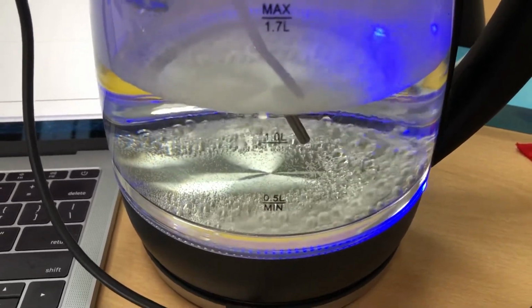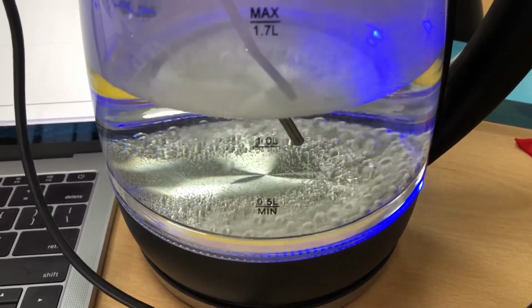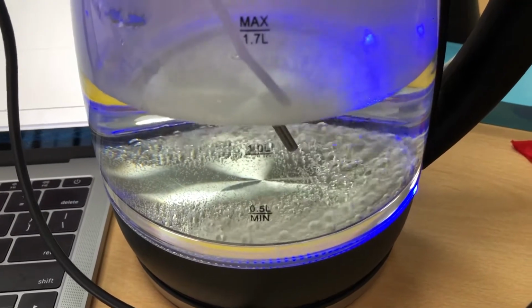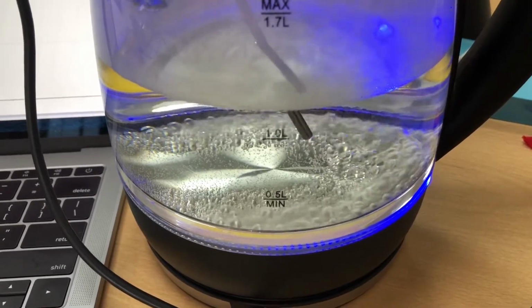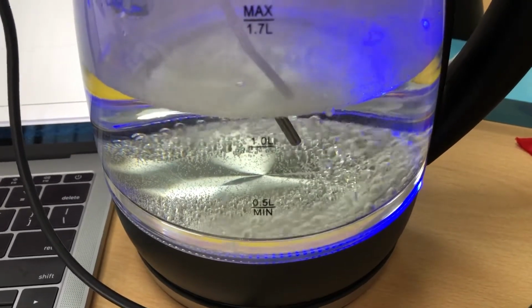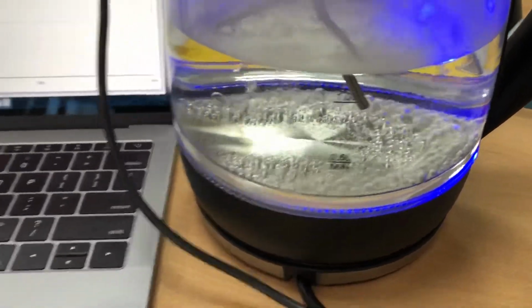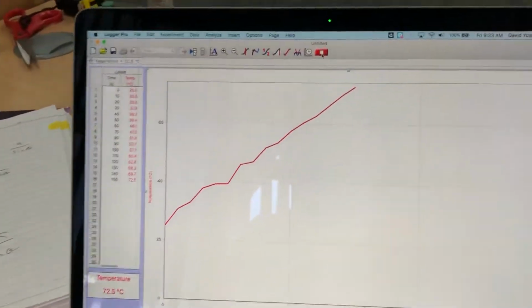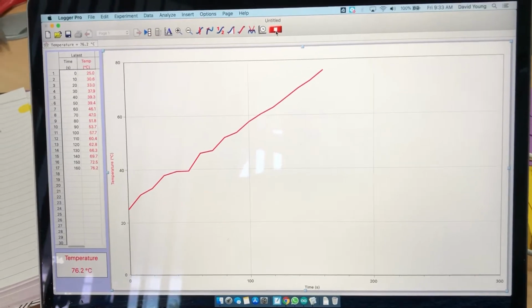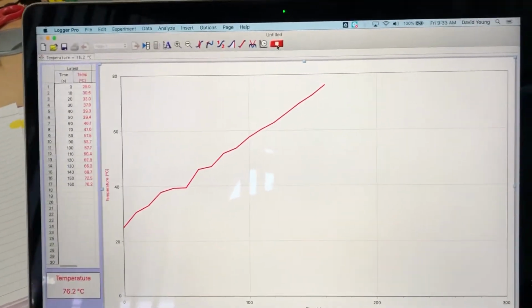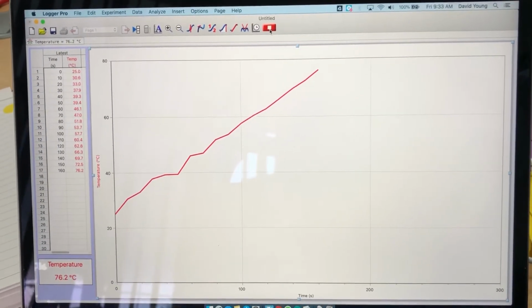Now again, we think about it: what's in those bubbles? Remember, the only thing that was put in the kettle was liquid water. So what do you think is in those bubbles? Let's go back to our temperature. Look at that. We seem to be getting a much more even mixing now and a much more regular temperature increase.